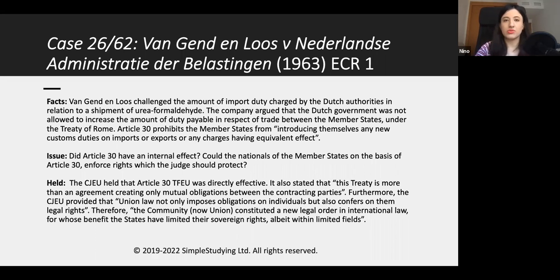In simple words, this means that Article 30, which says that all customs duties on imports or exports and charges having equivalent effect are prohibited, is directly effective, even if it's not written in the national law. It's written in EU law and it's directly effective to the member states. They cannot introduce any customs duties on imports or exports or any charges having equivalent effect, no matter what the national law is saying. This is because the union was a new legal order. It's a supranational authority that has privilege over the national law. So even if the national law was saying something else, EU law had the priority.